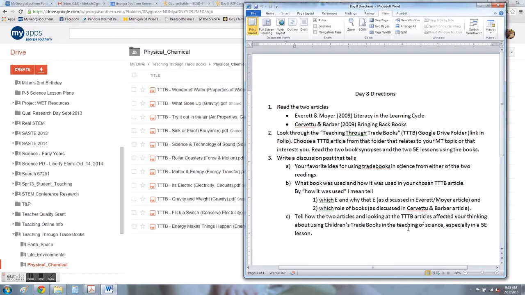I apologize that we weren't able to meet face-to-face today, but my big goal for the day was letting you see different ways that we can use children's literature and trade books in 5E lessons with science, and I hope that this is an acceptable substitute.